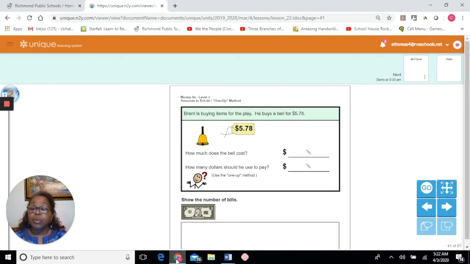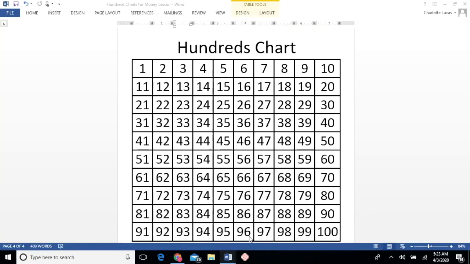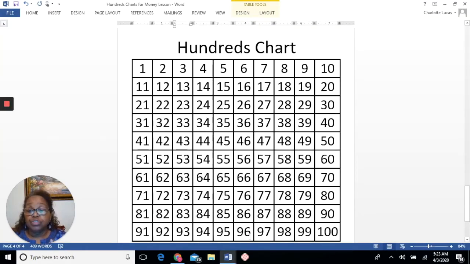All right, remember, we are making purchases. And if we're making purchases, a lot of times we don't have change. And if we don't have change, what do we do? We've got to find a way to pay for our purchase by using what we're going to call the strategy one up. How that works is if we look at our hundreds chart, 100 pennies equals $1.